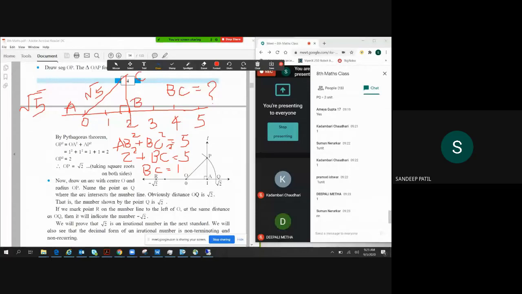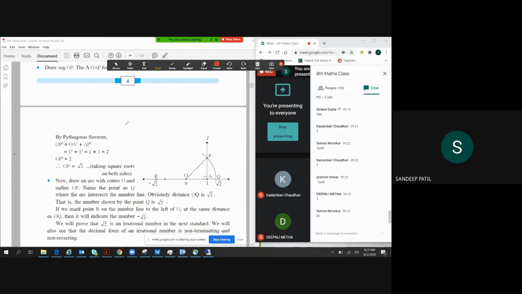Okay, now you got the answer of how to represent numbers like square root of 5 or square root of any number as a line. So now I will pose another question for you guys. Suppose now we have seen for root 5, we have represented two numbers, 2 and 1. If we square them, 2 square plus 1 square is equal to 5, right?